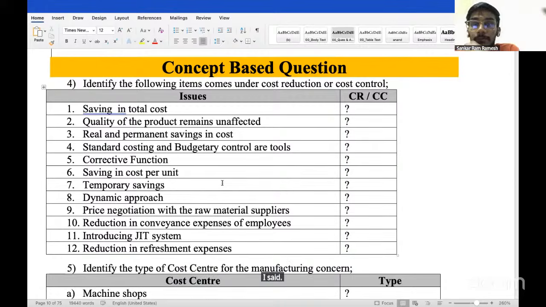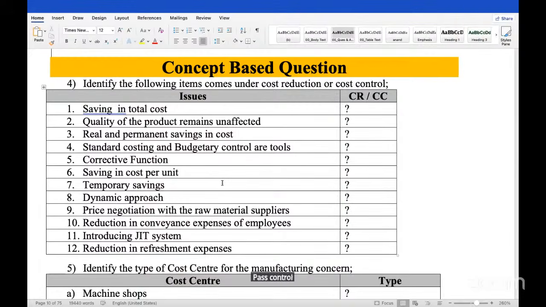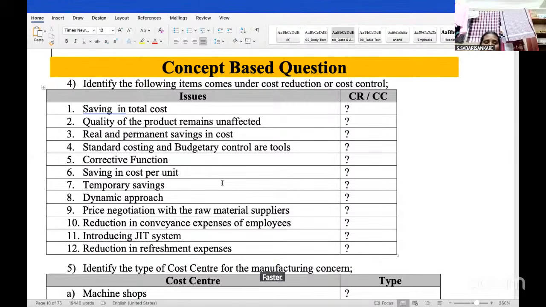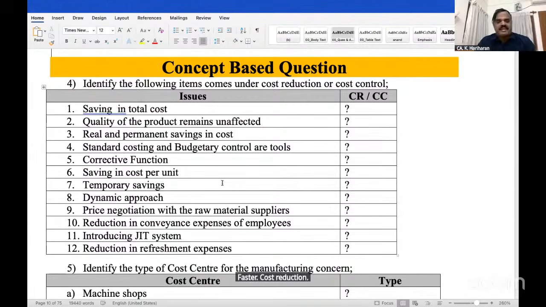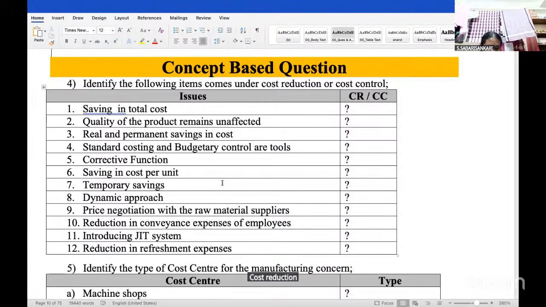Cost control has a corrective function. Cost reduction means savings in cost per unit, and it is a permanent saving with a dynamic approach. Cost control is a temporary saving.